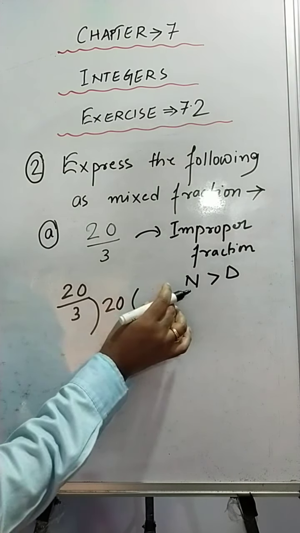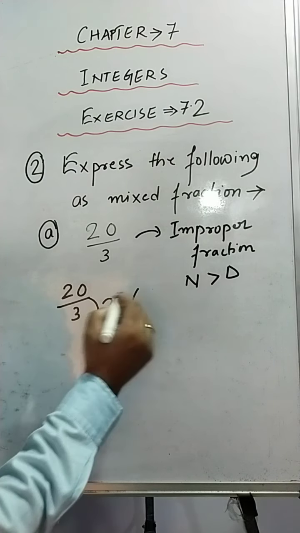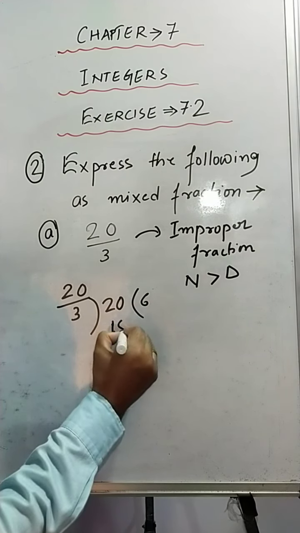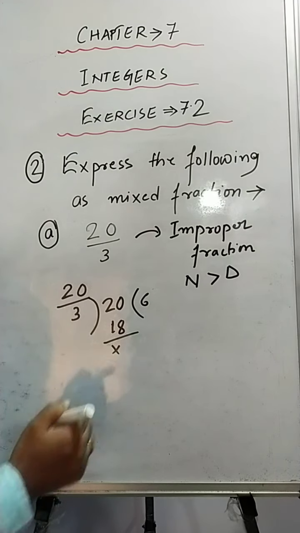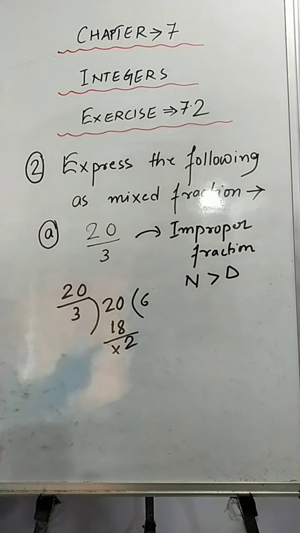So what is the closest number that we can bring to 20? That is 3 6s are 18. So 18 is the closest number to 20. So when we subtract, we'll get the answer 2. Now how to write the mixed fraction form?